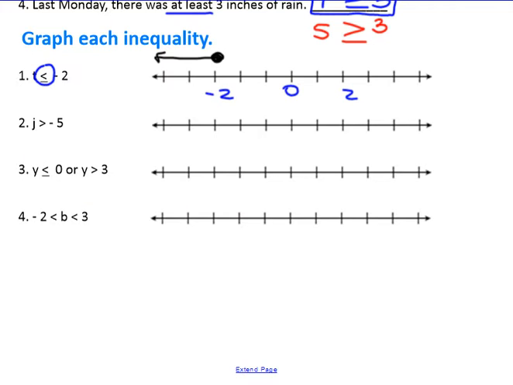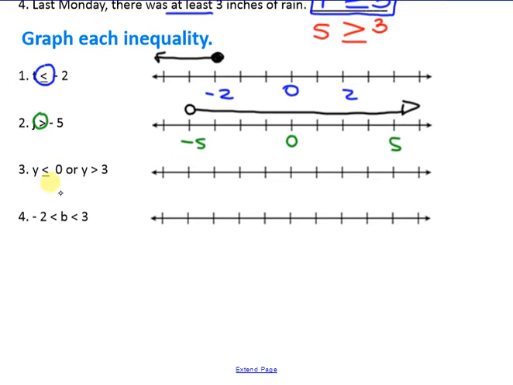Okay, so number 2 here, J is greater than -5. So I'm going to put a 0 here. Let's do -5 on one side, +5 on the other. This symbol right here, the greater than symbol, is going to tell me I'm going to have an open circle on top of the -5. And my arrow is going to be going towards the right. That's also a terrible arrow.